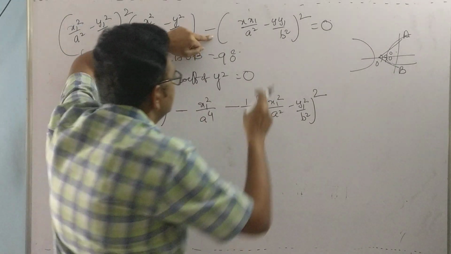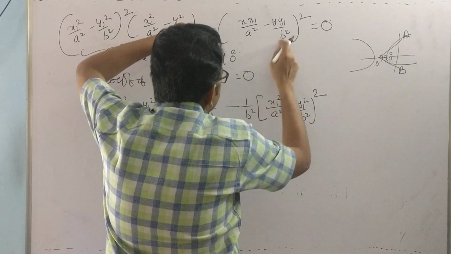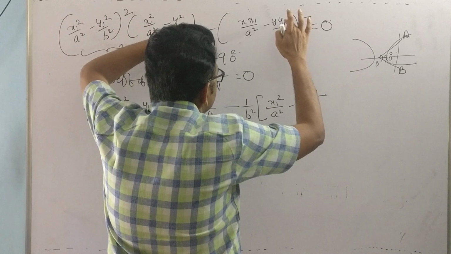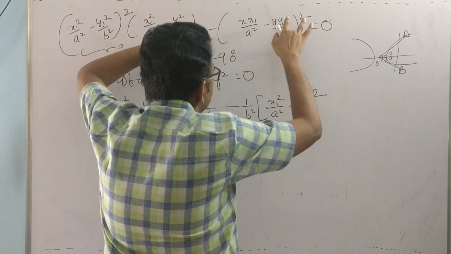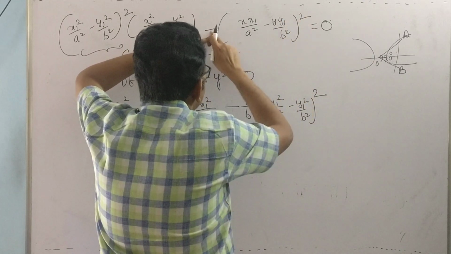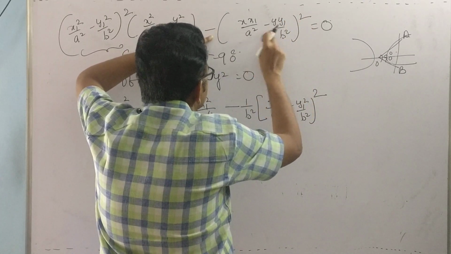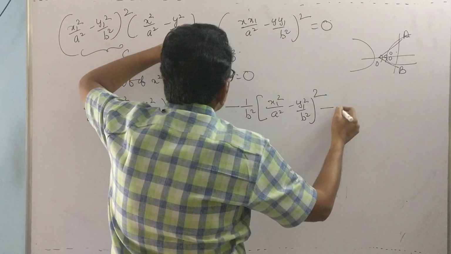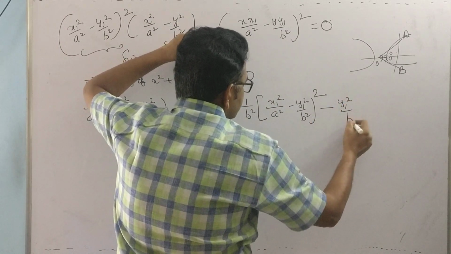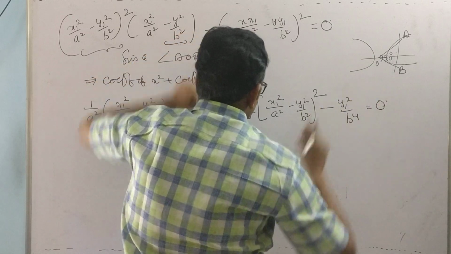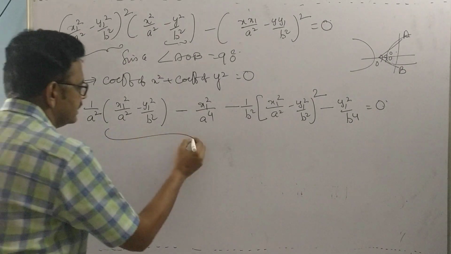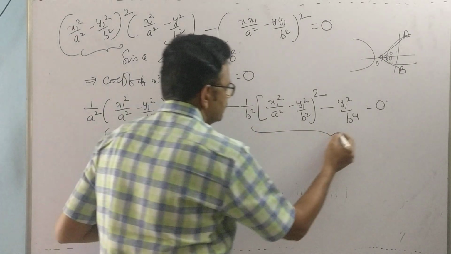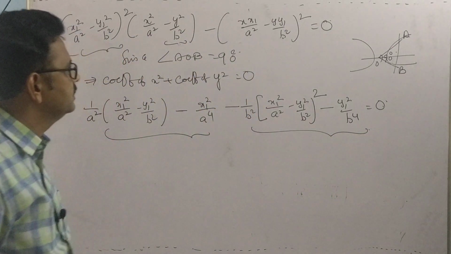Okay, and now a square plus b square. B square is y1 square, y square by b power 4. Y square coefficient is what? Y square by b power 4 minus. This becomes a square plus b square. So it is minus y1 square by b power 4 is equal to 0. Okay. So this is coefficient of x square and this is coefficient of y square, equal to 0.